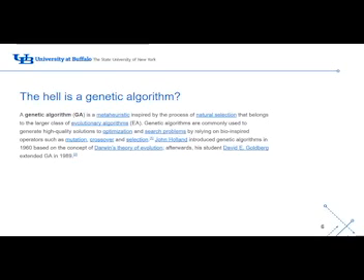John Holland introduced the genetic algorithm in the 1960s based on the concept of Darwin's theory of evolution. Afterwards, his student David E. Goldberg extended genetic algorithm in 1989.